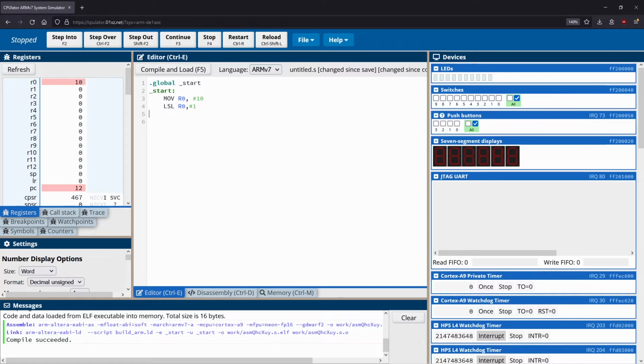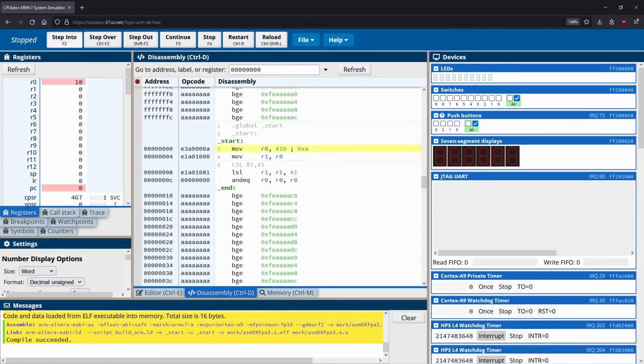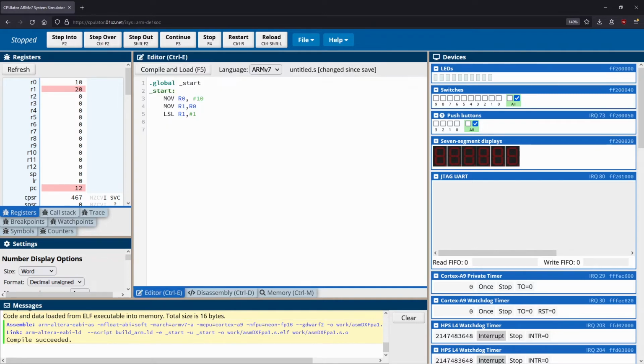get rid of this line. What I'm saying I want to do is move into R1 the value R0. And then I want to do a shift on R1 by 1. So what I'm doing is preserving the value of R0, so that the value of R0 doesn't actually change. R1 stores that value instead.